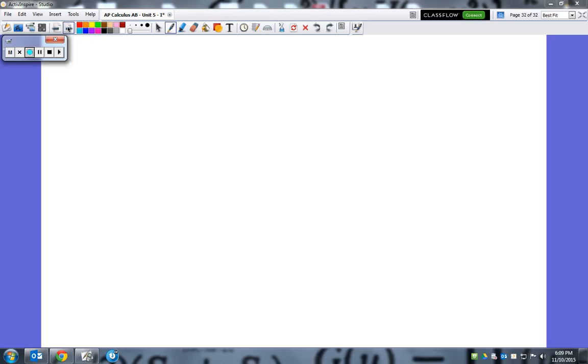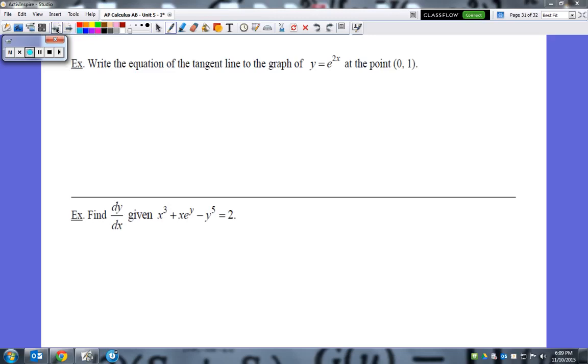We are almost done, guys, with this. Yep, last, and this is, again, the second to last day before you go to Thanksgiving break. So write the equation of the tangent line. So we'll find y prime. This is exponential, so it's carbon copy times the derivative of the power, which is 2. So this is 2e to the 2x is the derivative. And we're now going to evaluate it at 0.